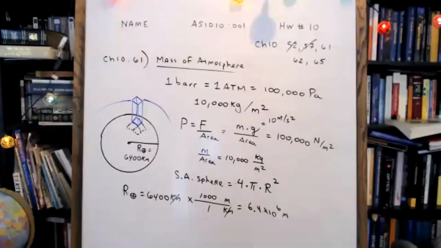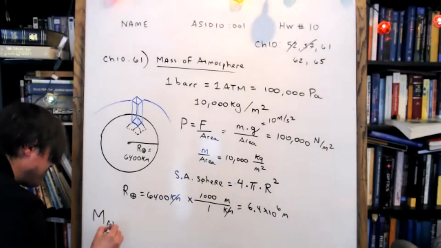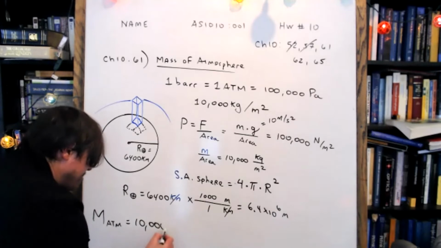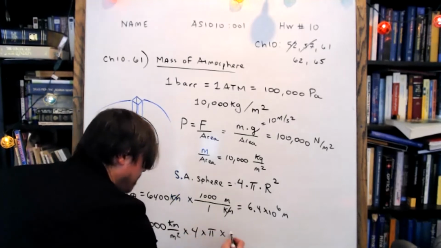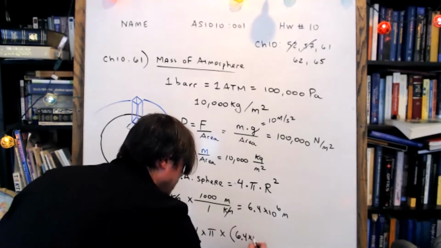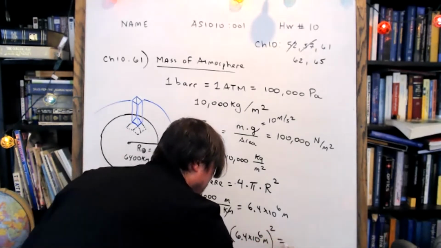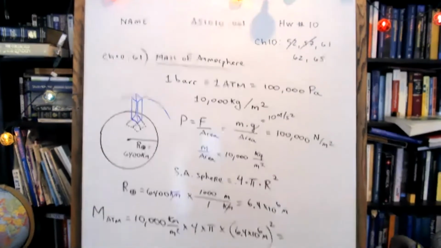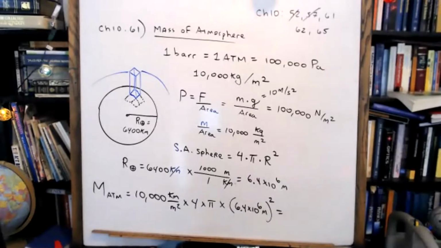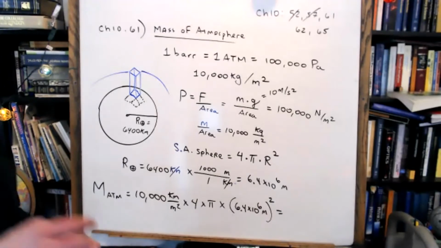Okay. So the mass of our atmosphere then should be 10,000 kilograms per meter squared times 4 times pi times open parentheses 6.4 million meters squared. And I'll wait for you guys to give me the answer.